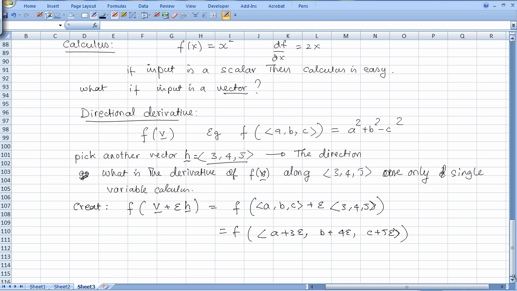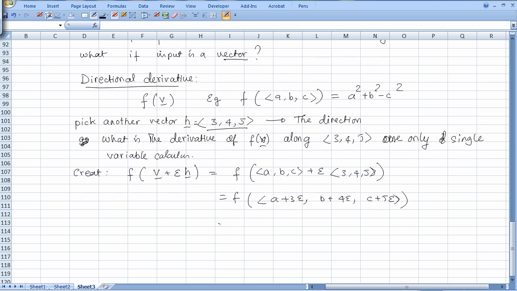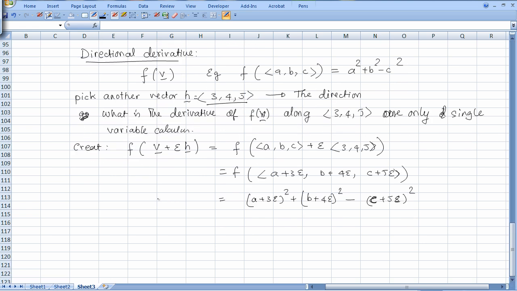So far you have done nothing, no? So then go substitute there. This will be a plus 3 epsilon squared plus b plus 4 epsilon squared plus, minus c plus 5 epsilon squared. This is some new function of epsilon. Can you see that? This is g of epsilon.